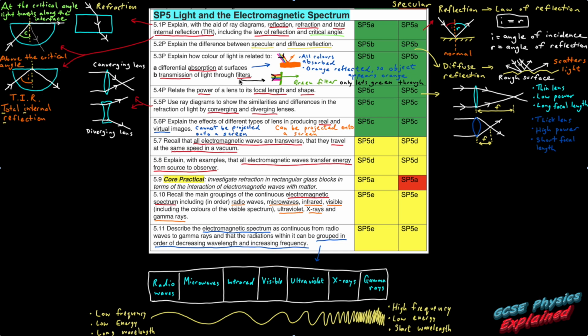Transmission of light through filters. Well, whatever colour the filter is, it lets that colour through and only that colour. So a green filter only lets green light through. Relate the power of a lens to its focal length and shape. So if you've got a skinny lens, a thin lens, it's got a low power and you'll end up getting a long focal length. When I'm thinking about the power, I think about the power at which it bends the light in to the focal point.